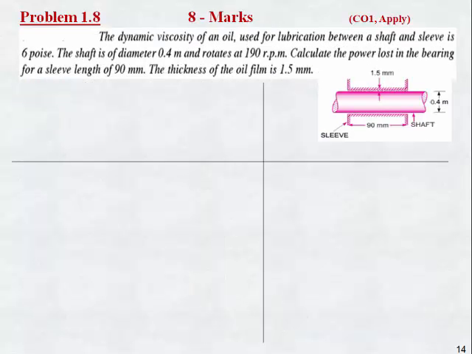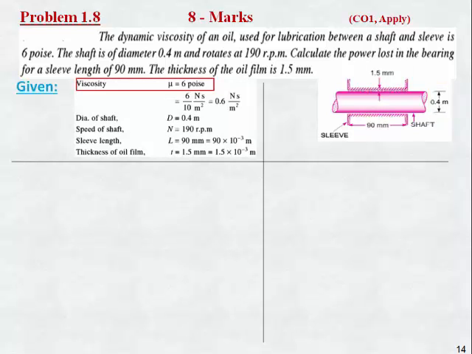Next we are going to solve problem 1.8. It also contains 8 marks. The dynamic viscosity of an oil used for lubrication between shaft and sleeve is 6 poise. The shaft has diameter 0.4 meter and rotates at 190 rpm. Calculate the power lost in the bearing for a sleeve length of 90 mm. The thickness of the oil film is 1.5 mm. Here look at the figure. The diameter is 0.4 meter and the distance between the shaft and sleeve is 1.5 mm. The length of the sleeve is 90 mm.